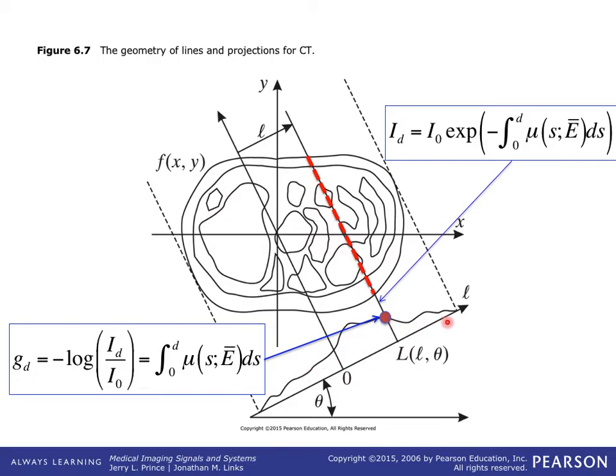So this is the geometry of CT. We're going to look at this, and this is basically what's called the projection function. And once you have this projection function, the reconstruction of, in this case, a 2D image from these 1D projections is exactly the same for CT, SPECT, PET, things like that.